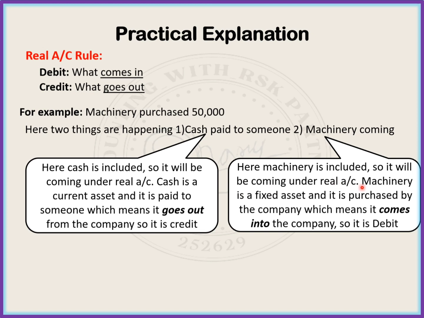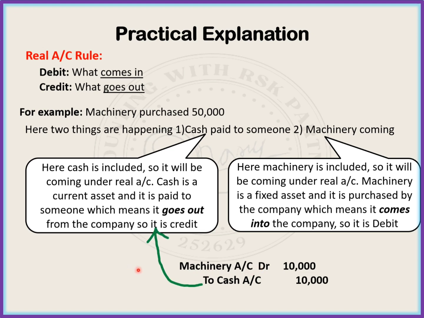Machinery is a fixed asset and it is purchased by the company, which means it comes into the company, so it is debit. Let's go to the journal entry for this transaction. Journal entry is machinery account debit to cash account. Here we credited cash. Why?